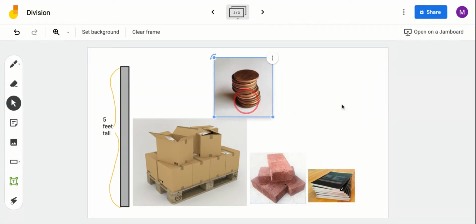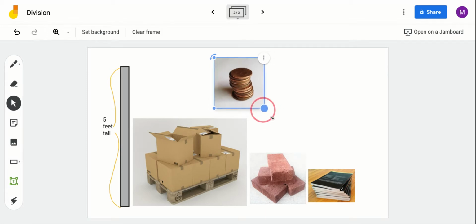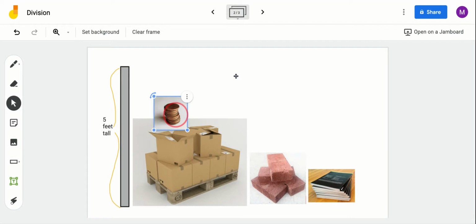And then quarters. I believe these are quarters. I'm not entirely sure. They look like they might be quarters. If I piled up quarters to see how many I would need to be as tall as that wall, if I divided that wall up into quarter-size thicknesses, I'm going to need a ton of them. So when we're dividing, if our divisor is a large amount, our quotient is going to be smaller. If our divisor is a small amount, our quotient is going to be larger. So that's an important idea to be thinking about.